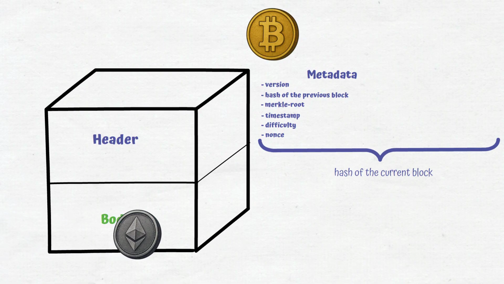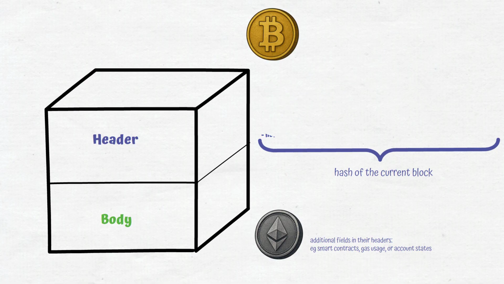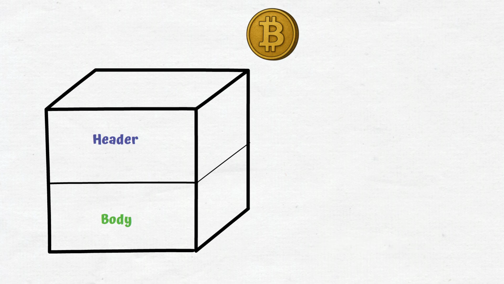Other blockchains, such as Ethereum, include additional fields in their headers, for example, information about smart contracts, gas usage, or account states. But we won't dive into that in this episode. To keep things simple, we'll focus on Bitcoin. With that in mind, let's move from the header to the block body.